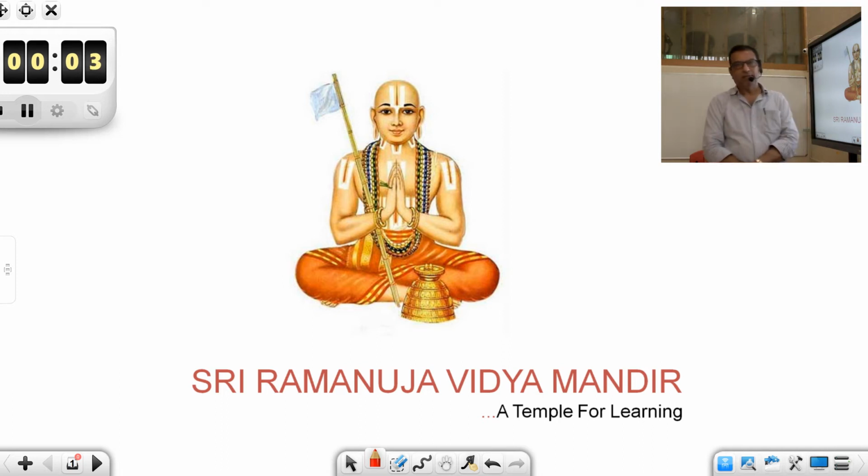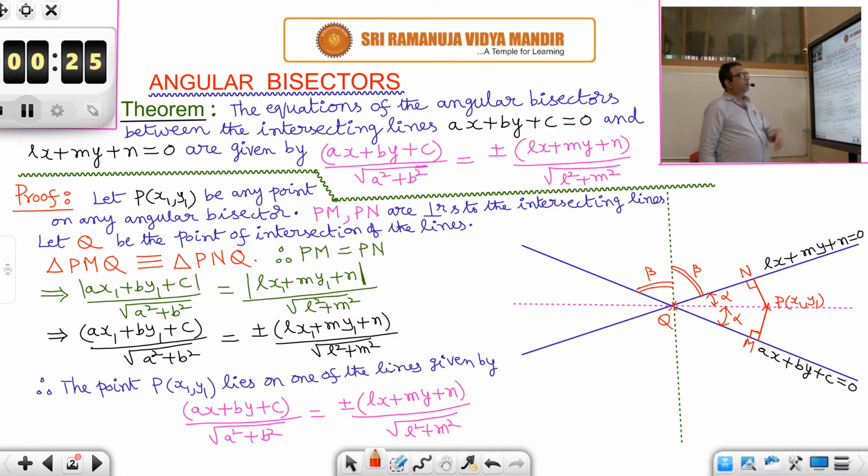Good morning, students. Today we are going to discuss a very important topic in straight lines, that is angular bisectors between two intersecting lines. How to find the angular bisectors between two given intersecting lines? The equations of two intersecting lines are given.